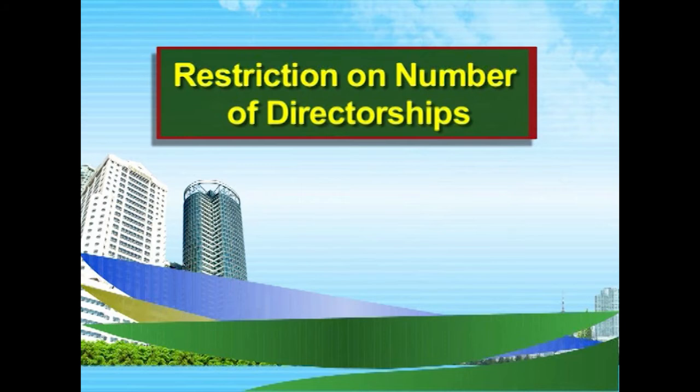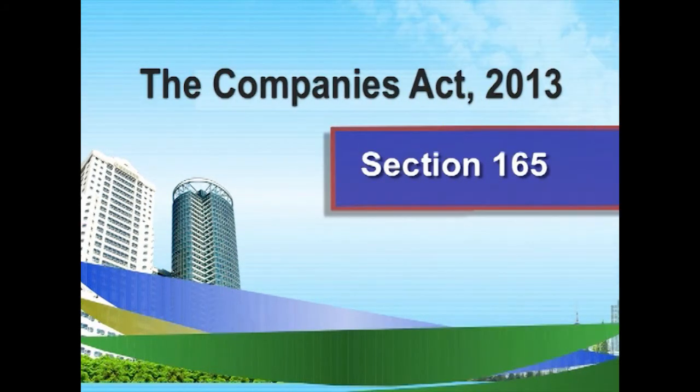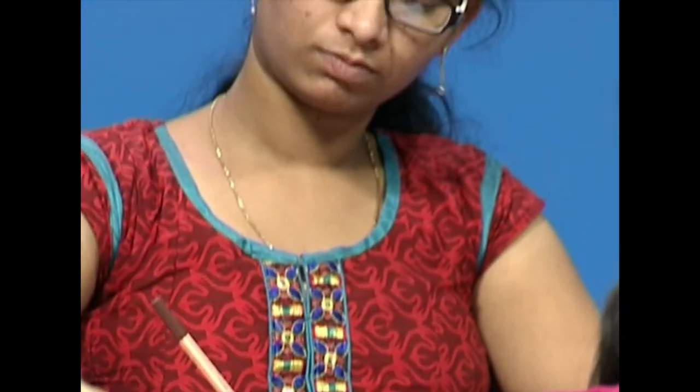Restriction on number of directorships. According to Section 165 of the Act, no person shall hold office at one and the same time as director of more than 20 public companies at a time. Where a director already holding office in 20 companies is appointed, the appointment shall not take effect and shall become void unless within 1 year of the commencement of this Act he vacates his office in some companies so as to bring down the number to 20.